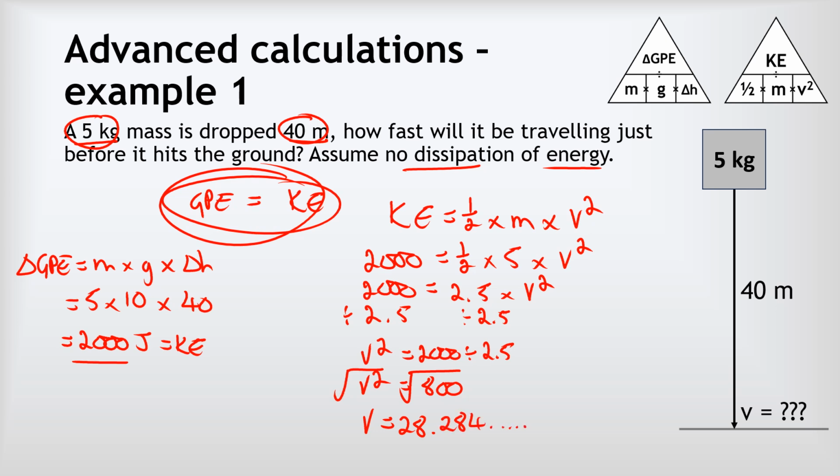28.284 and so on. Now, if the question doesn't specify, your best default assumption is to round things to 3 significant figures. So that's our third significant figure. The 8 there is enough to round up. So we're going to say v equals 28.3 meters per second as our final answer.